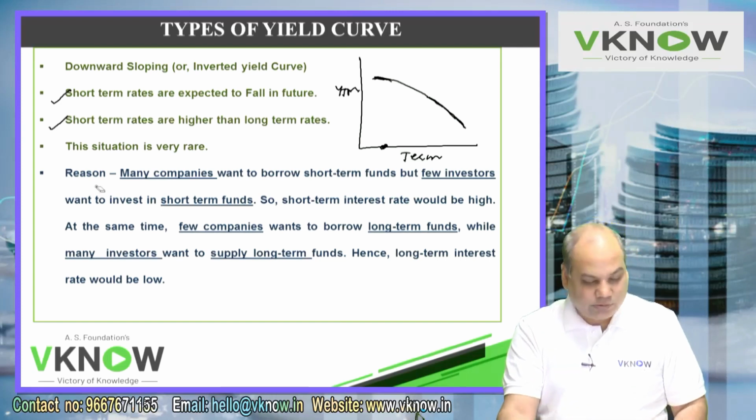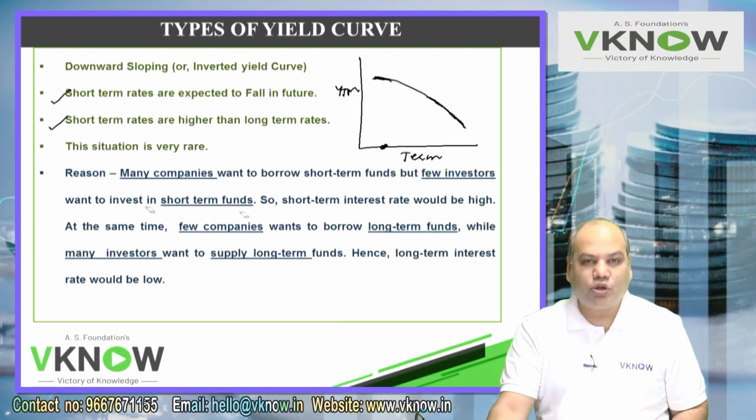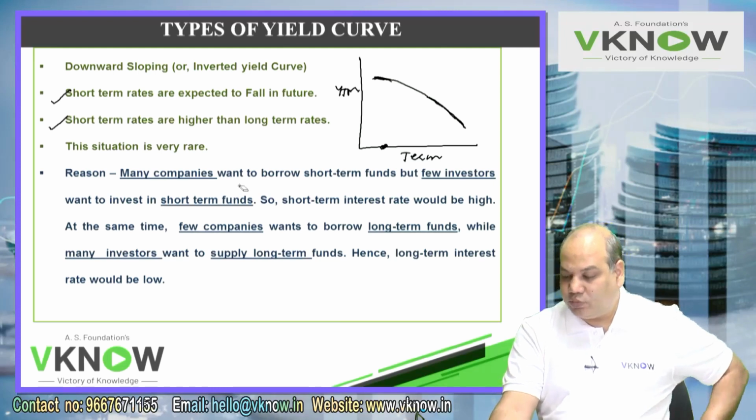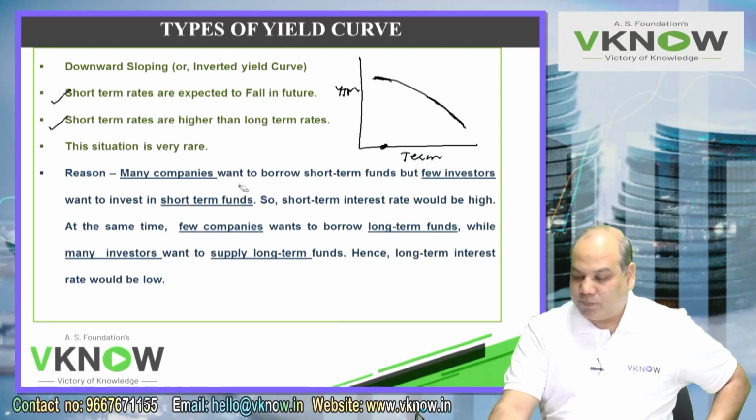Why? Write down the reason there in small font. You have to draw a diagram also like this. Many companies want to borrow short-term funds, but few investors want to invest in short-term funds. So exactly opposite now. Demand for short-term funds is high and supply of short-term funds is low. So short-term interest rate would be high.